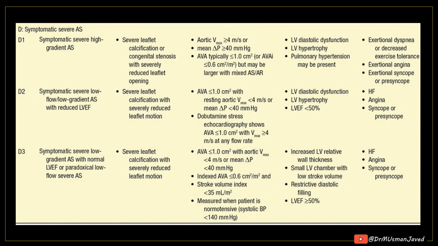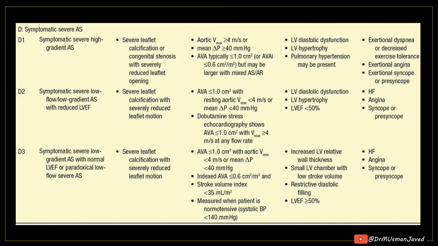Finally, we have stage D, which is symptomatic severe aortic stenosis, and this is subclassified into 3 categories, including D1, symptomatic severe high gradient AS, which is the AS you expect with a low aortic valve area and a high peak velocity and peak gradient, as we discussed.